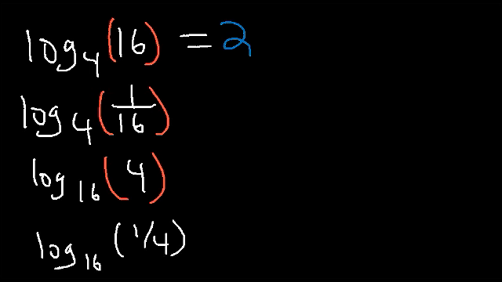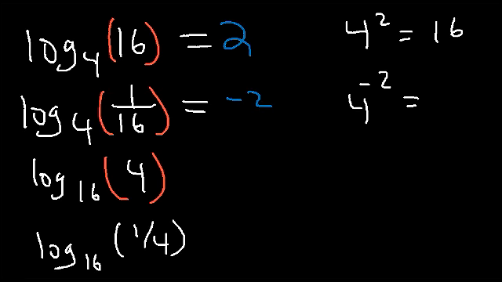Now all of these other answers, they contain a 4 and a 16. So there is going to be a 2 somewhere. Now 4 to the what power is 1/16? It turns out it's -2. Since 4 squared is 16, 4 raised to the -2 is 1/16. Whenever you have a negative exponent, the fraction will flip. So instead of being 16/1, it's 1/16.